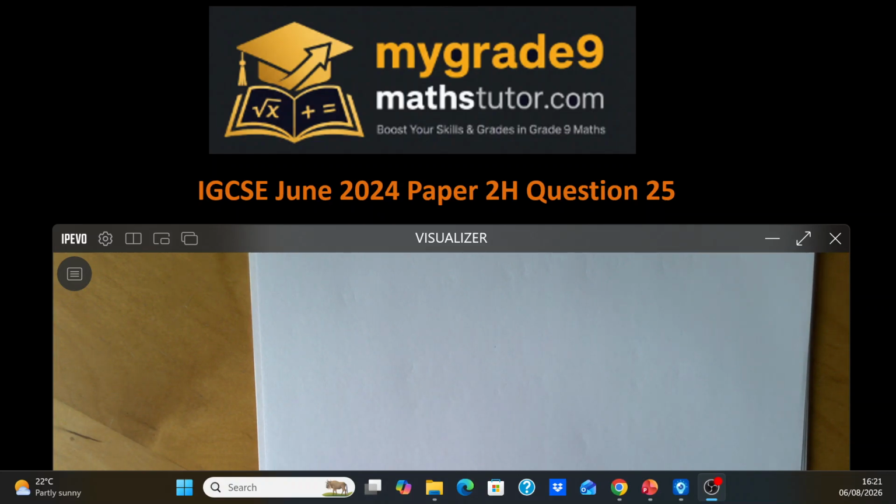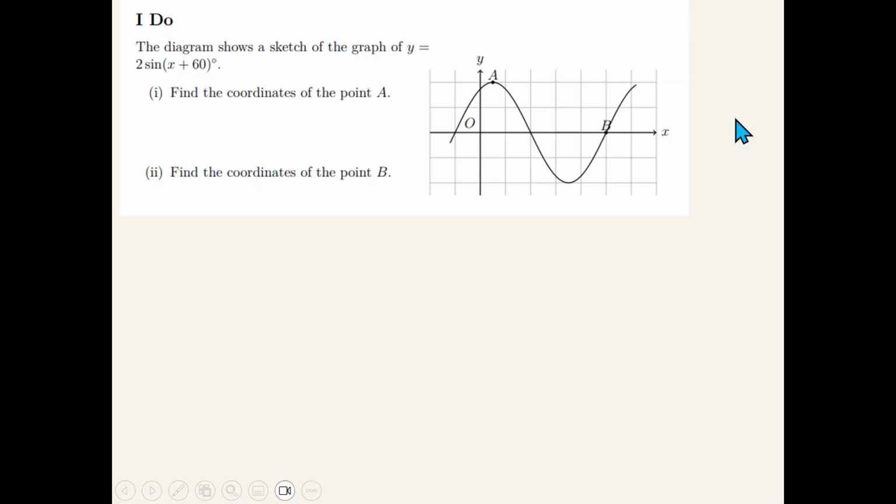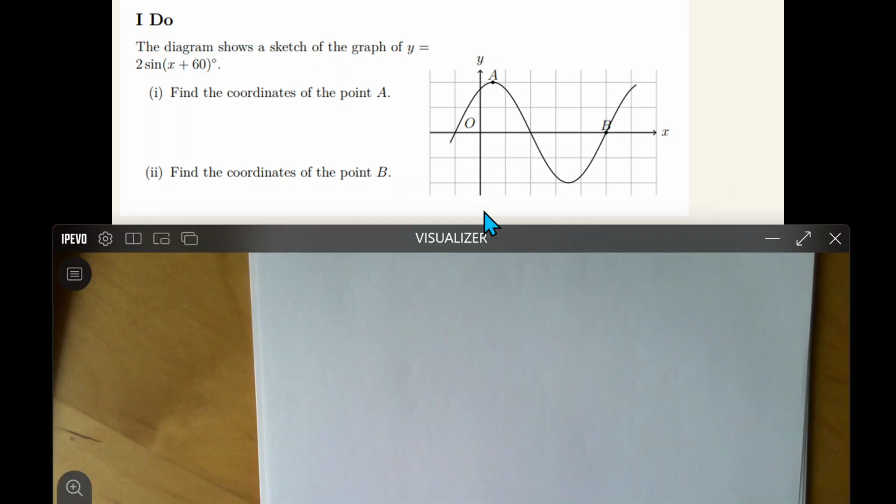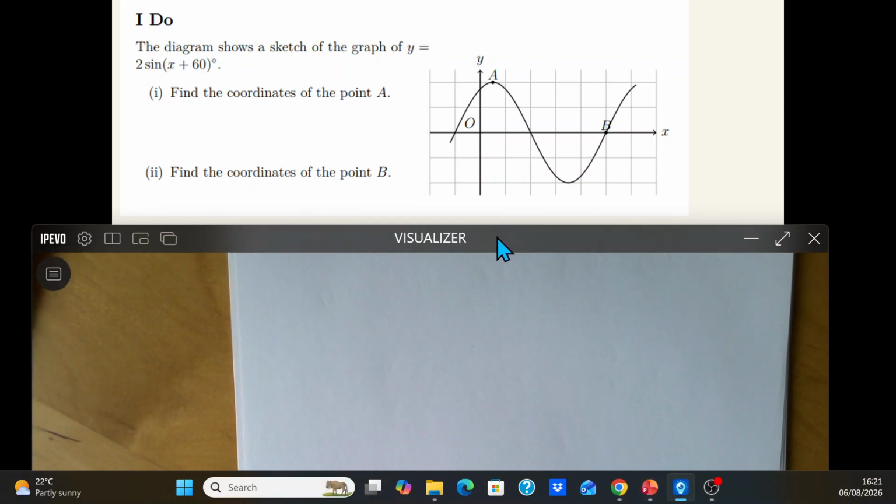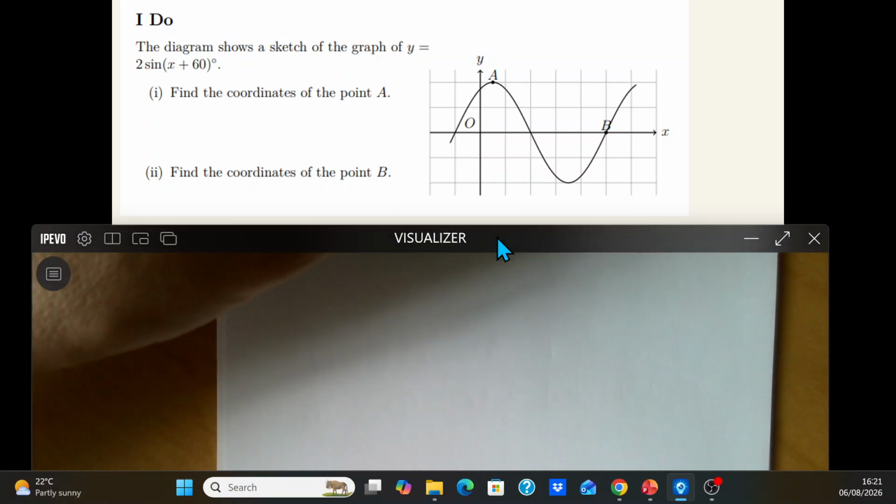IGCSE June 24, paper 2H, question 25 walkthrough to help you with stuff on my site. Right, so it's a graph. Mine is slightly differently set out to the one on the exam paper because my axes are smaller, because it helps me set it out and fit it slightly better for working. And I also think it's very beneficial to get used to different scales on your axis as a learner.